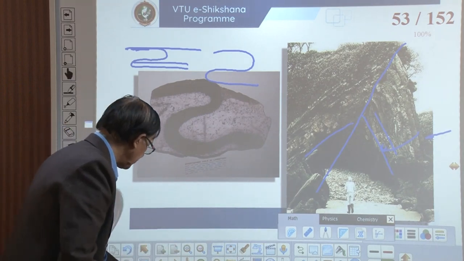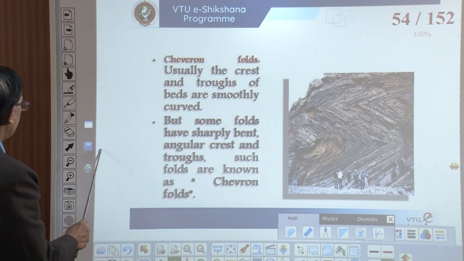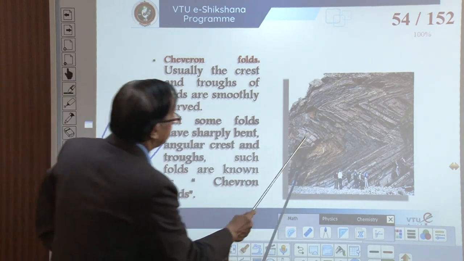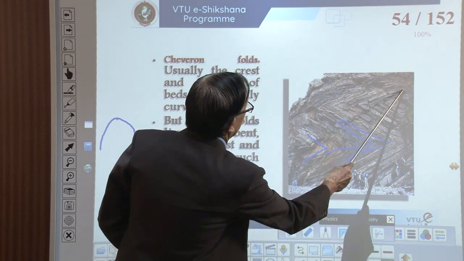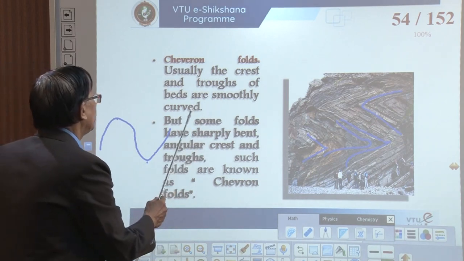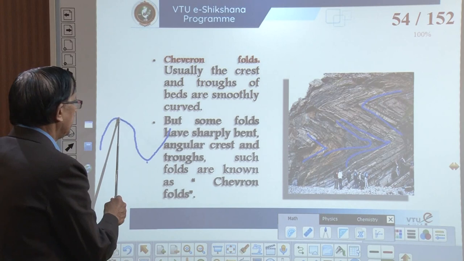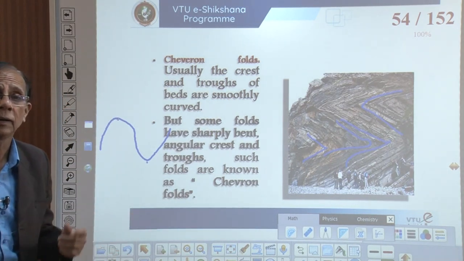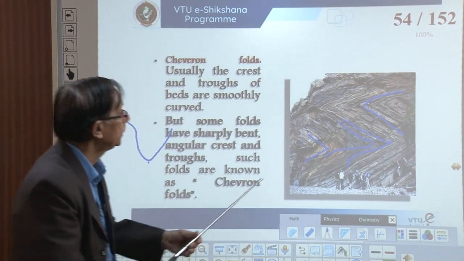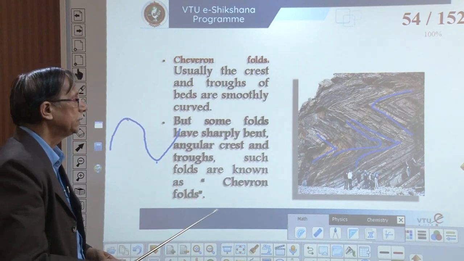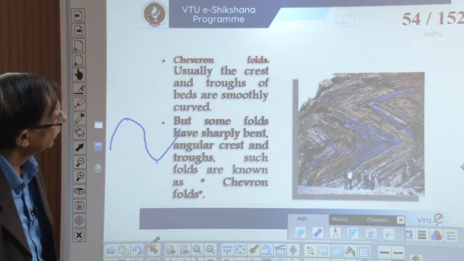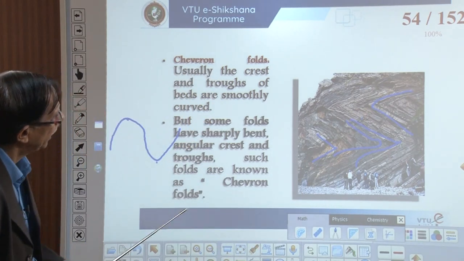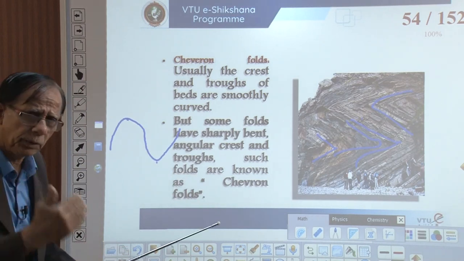This is an asymmetrical fold. Now, generally when beds are folded, we have a rounded or curved axial region. Often it happens the edges are so sharp, angular. Such kinds of folds are called chevron folds. Usually they are rounded, smooth, curved, but often they have sharp edges, especially in iron and quartz, silica-rich rocks. Some metamorphic rocks show this kind of fold, where uniform composition is not exhibited. Here iron is there, silica is there, in alternate layers, and this kind of fold forms because both layers of rocks are equally sensitive.